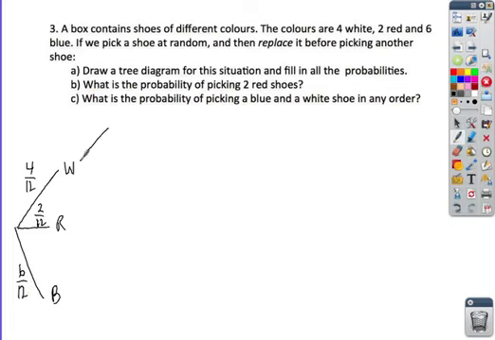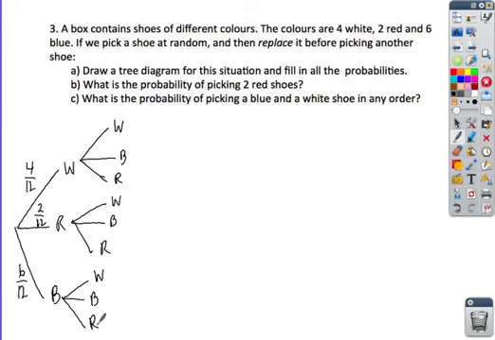On the next drawing, if you chose a white the first time, you could still choose a white, a blue, or a red the second time. If you chose a red the first time, you could still choose a white, a blue, or a red the second time. And if you chose a blue the first time, you could also choose a white, a blue, or a red the second time. Now, filling in the probabilities, if you chose a white the first time and then choose a white again, there would be one fewer white in the bag, and one fewer in total. So that would give a probability of 3/11.